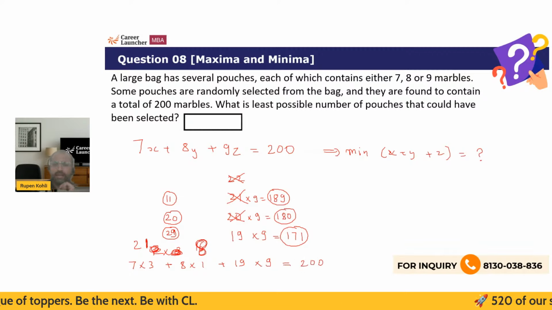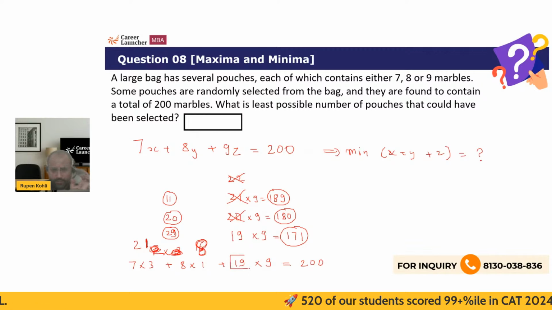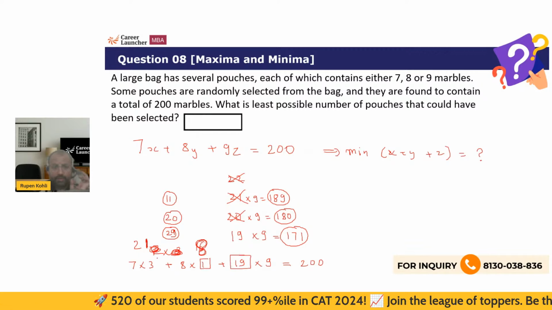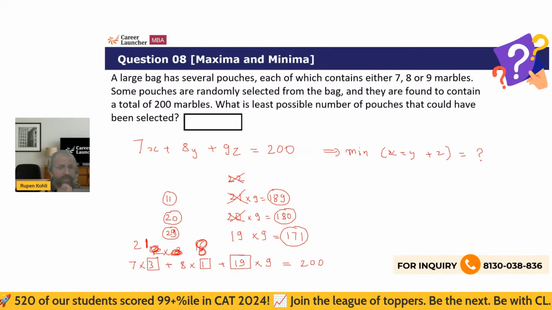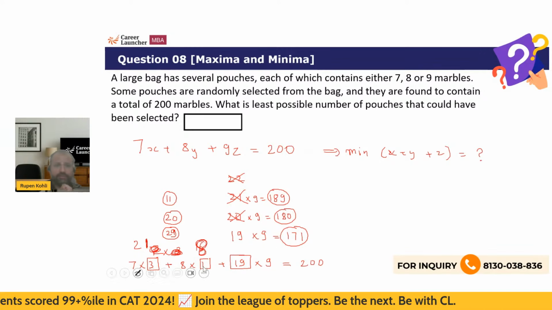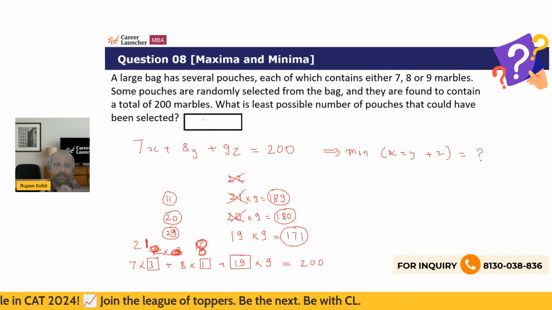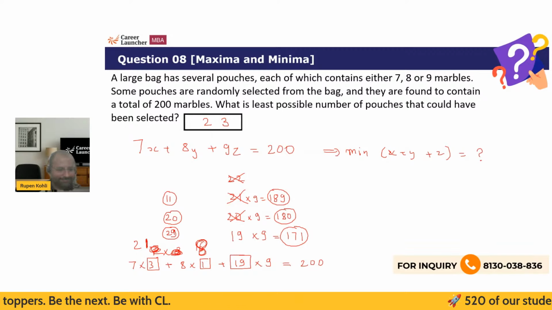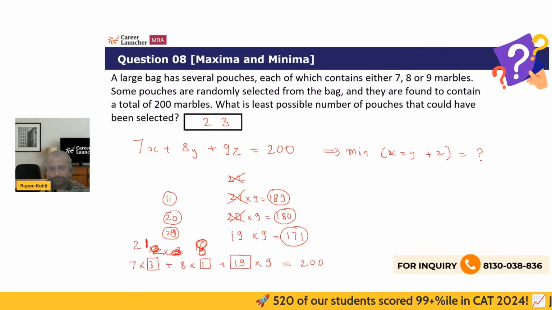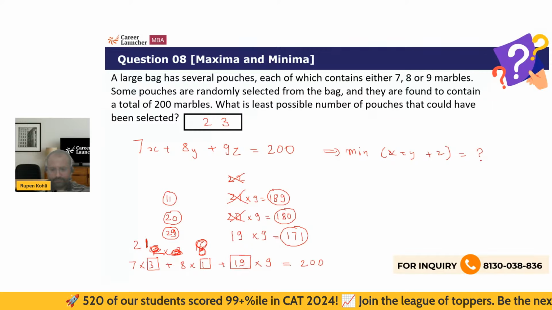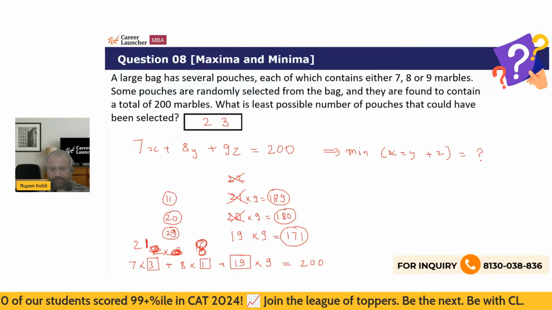That should exactly equal what I want. And I have taken 19 pouches of 9, 1 pouch of 8, and 3 pouches of 7. So there goes your answer, 19, 20, 23. The very first answer, the most correct answer, was Saksham's, right?